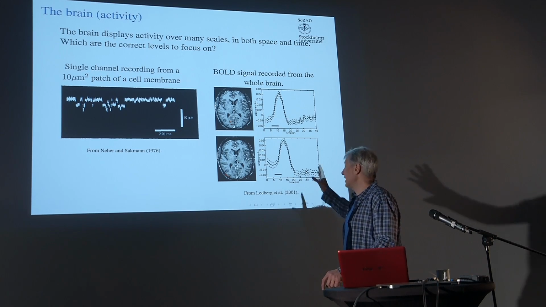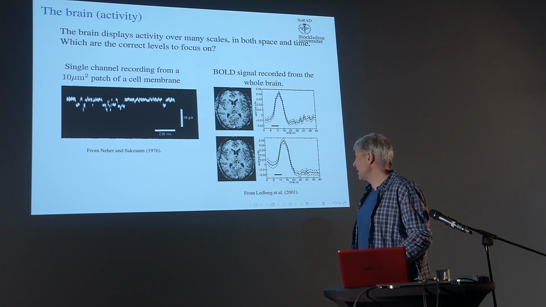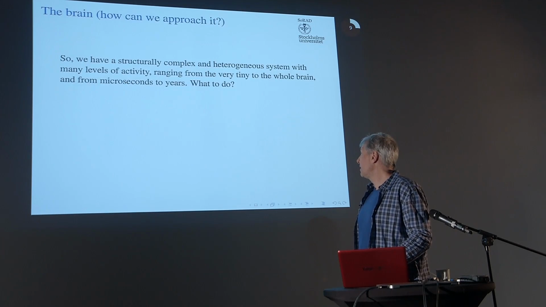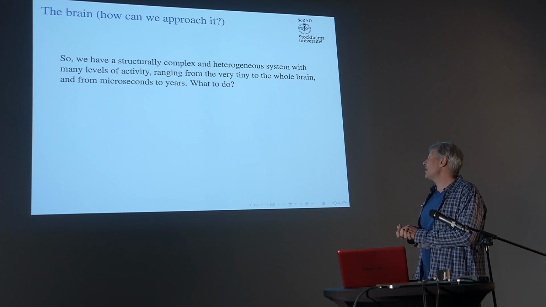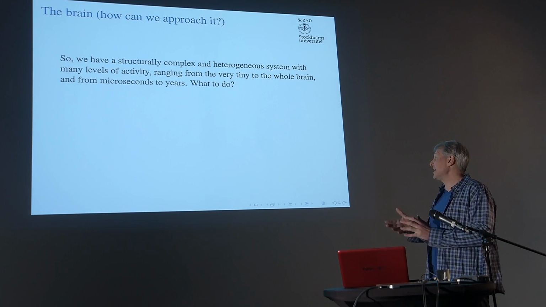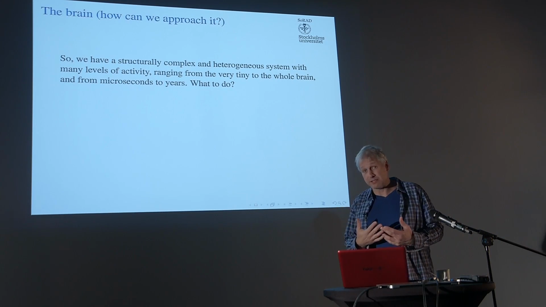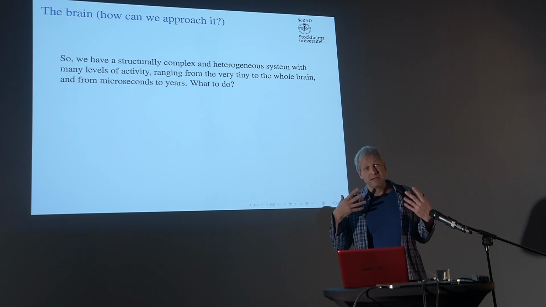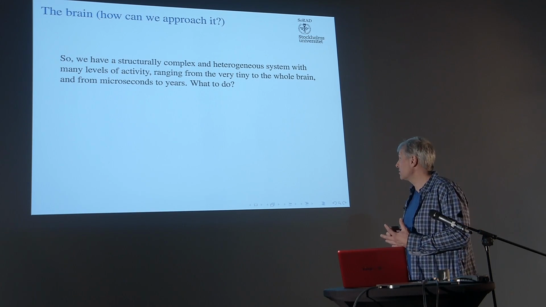And of course, all the levels in between also exist. I just didn't fit them in the slide here. So we have a structurally complex and heterogeneous system with many levels of activity, from the very tiny to the whole brain, and from microseconds to years. Of course, our brain will change over our whole life course.